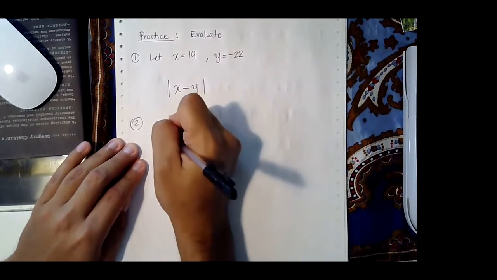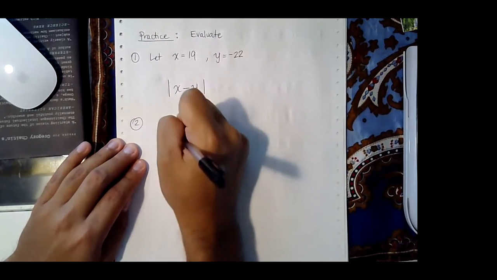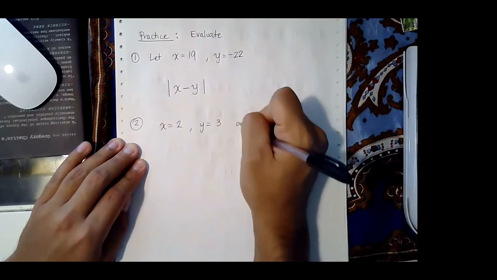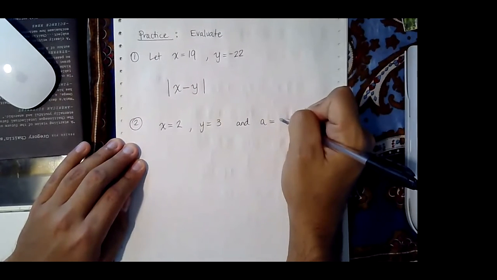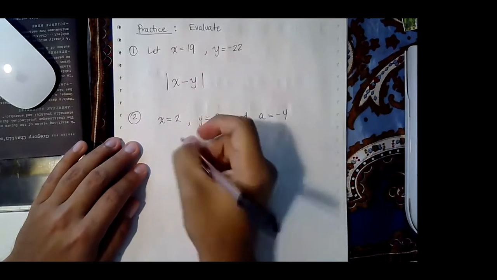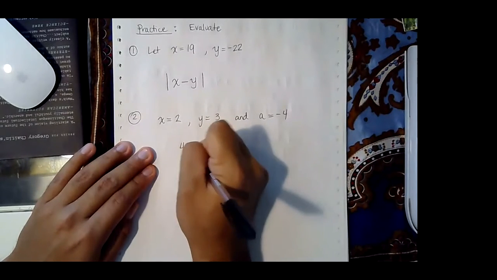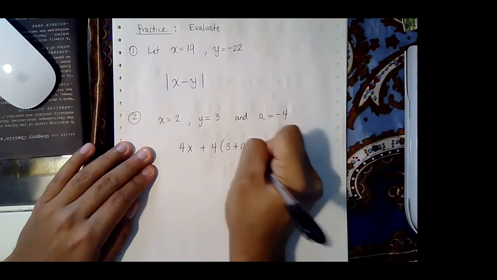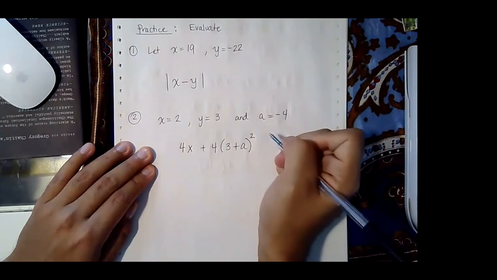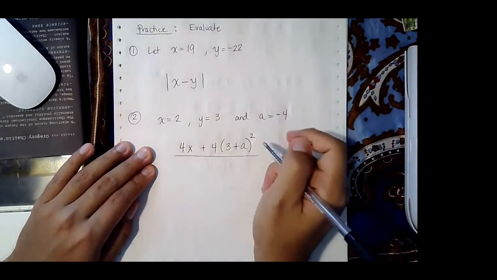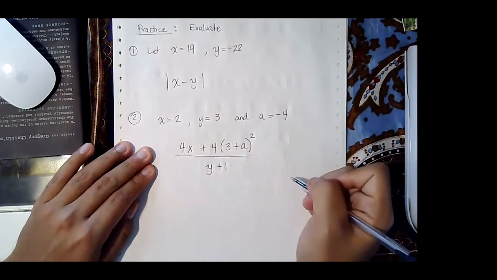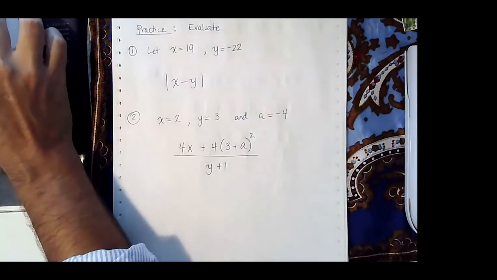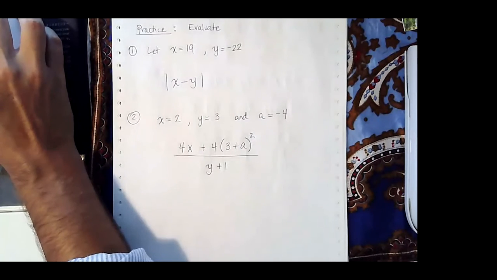The second one I'm going to give you guys is x is equal to 2, y is equal to 3, and a is equal to negative 4. And you guys need to evaluate the expression 4x plus 4 times 3 plus a, that whole quantity is squared, all over y plus 1. Yeah, and we'll leave it at that. So I'm going to throw you guys into some breakout rooms so that you can talk this out amongst yourselves, and then I'll jump in and help you guys out with that.